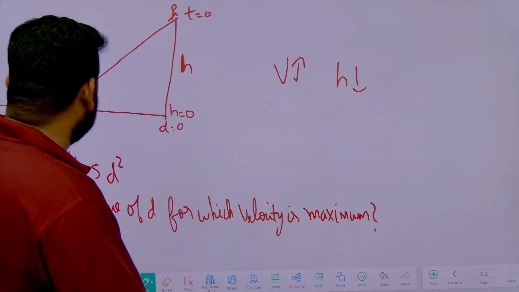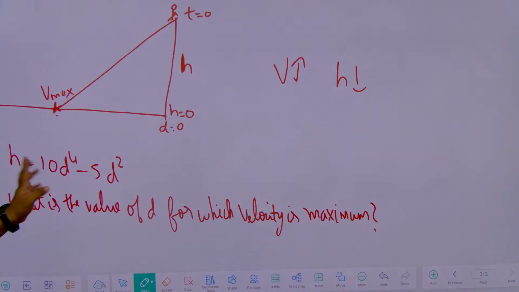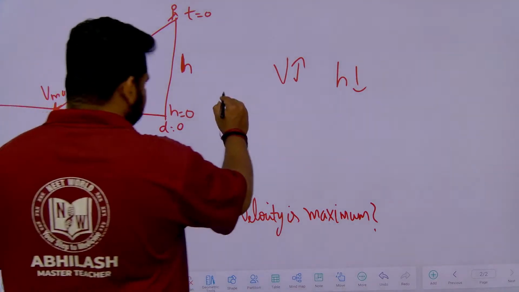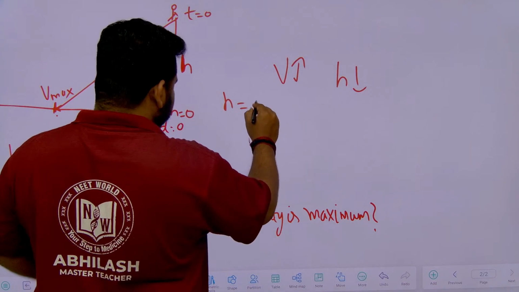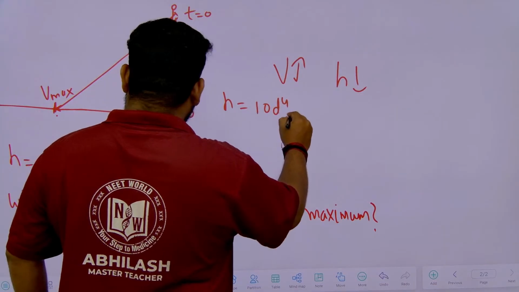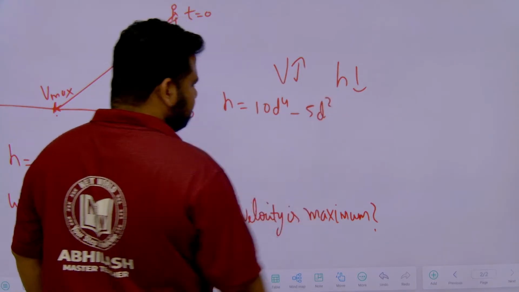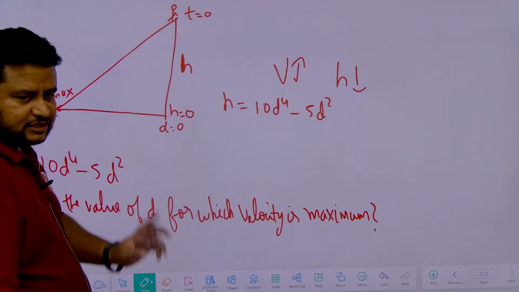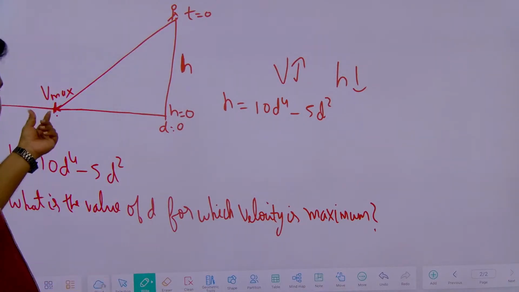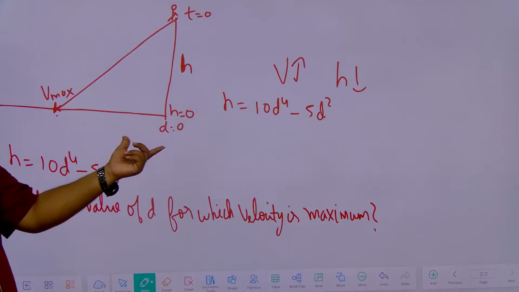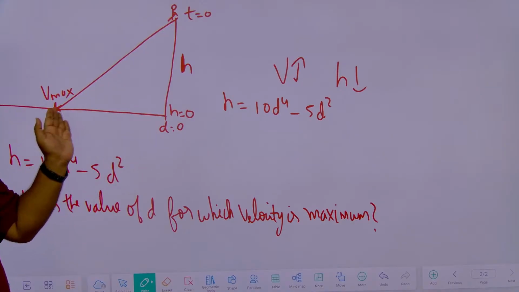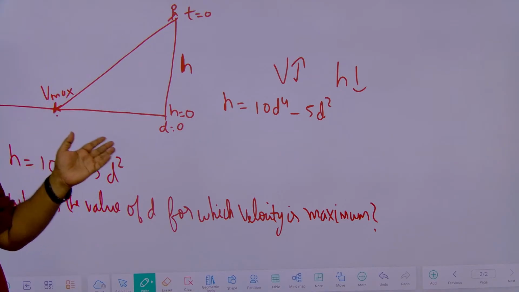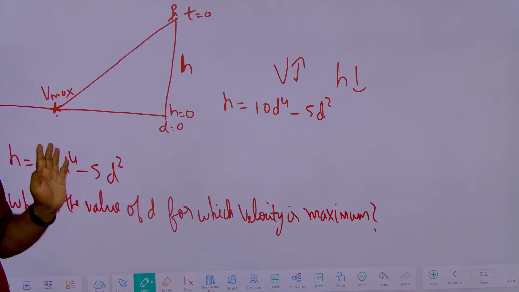So for that what we will do, we will take h as a function and differentiate it. So h is equal to 10 d^4 minus 5 d^2. What we have to do is differentiate this once. What we want: at Vmax, what is the distance covered by this person? They are asking what is the value of d.